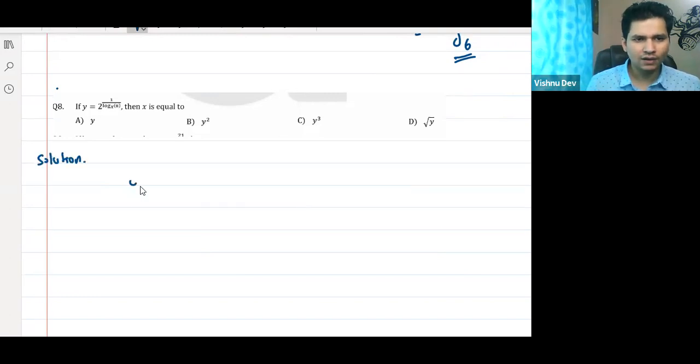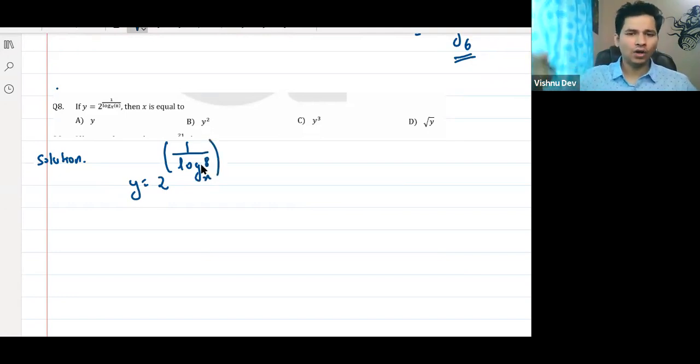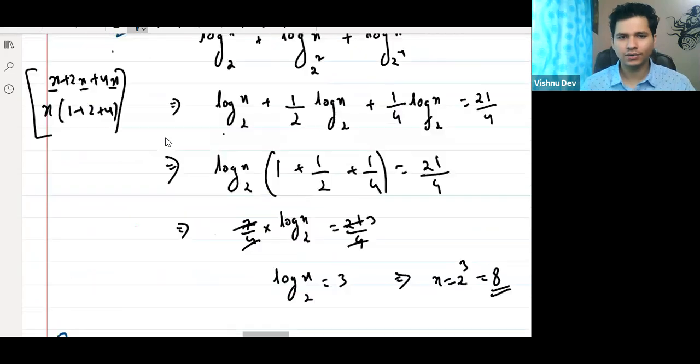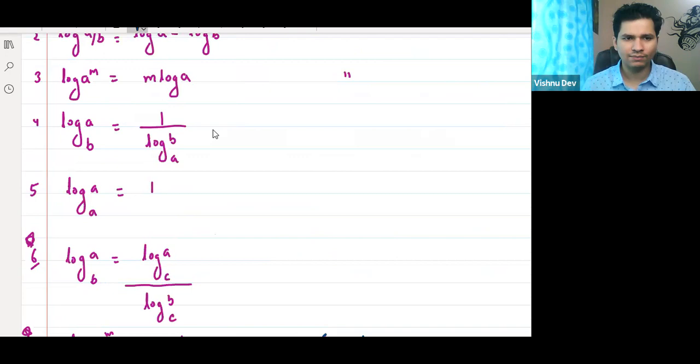y is equal to 2 to the power 1 by log 8 base x. Now, 1 by log 8 base x can be written in terms of log, yes or no? Let us see which property. Property 4. Property 8 we have to use, but first property 4.